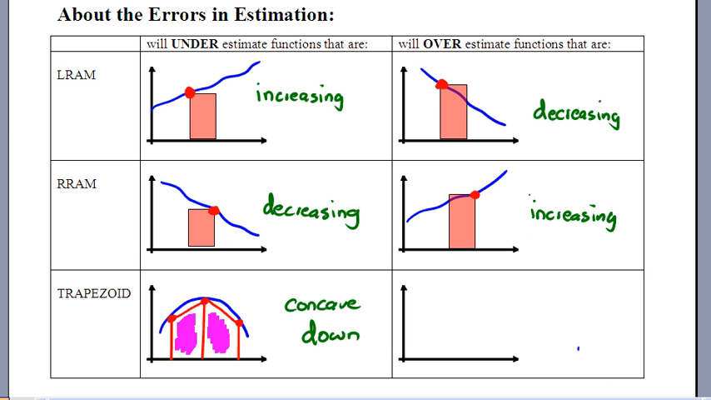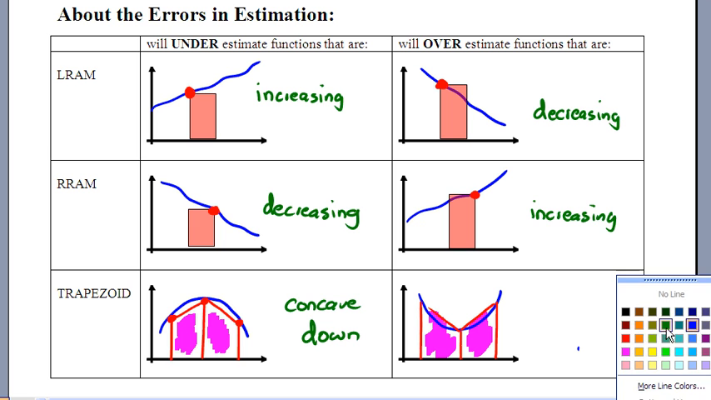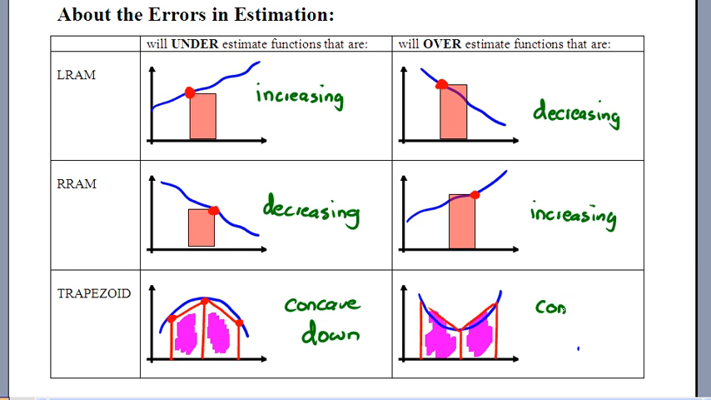And the final one. In what case will the trapezoid rule do an overestimate? It's not about whether the graph is increasing or decreasing. It's about whether or not it's concave up or concave down. And a concave up graph will be overestimated by the trapezoid rule because the trapezoids will stick up above the graph like that. So the issue there is about it being concave up.